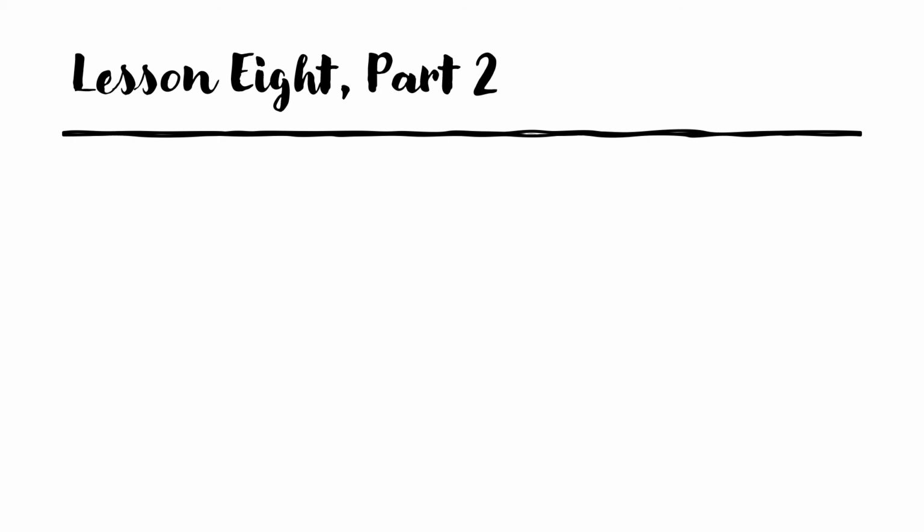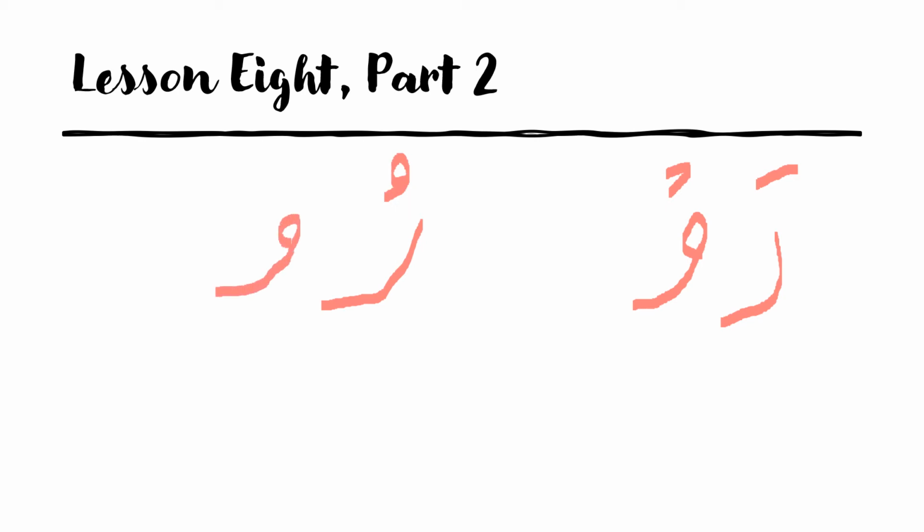Now let's take another example to show the difference between lean and mad. So for example, let's take this. This will be pronounced as ra fatha waw sukun raw, while this will be pronounced ra dhamma waw sukun ru. So this is raw and this is ru. What is the difference? How do you know the difference?